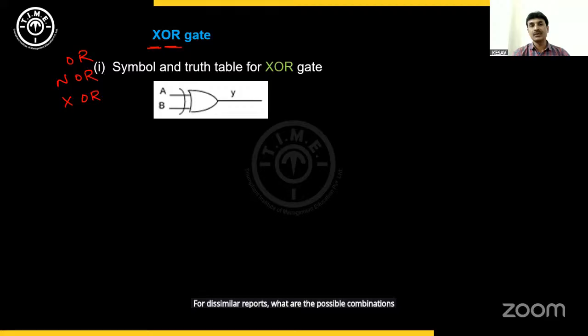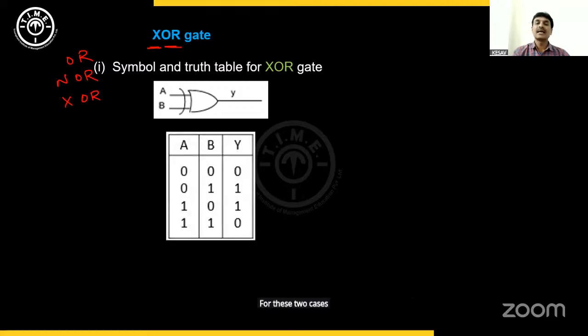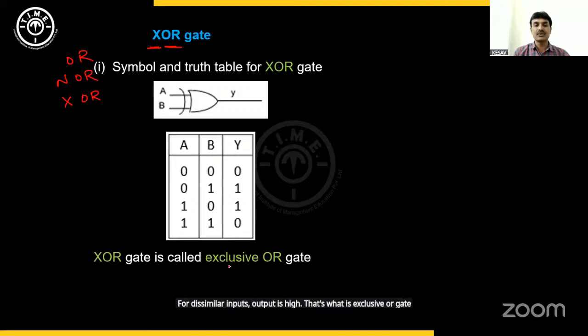0, 1 and 1, 0: for these two cases, the output is high. See, for similar inputs, 0, 0, the output is 0. Again, for similar inputs, 1 and 1, even then the output is low, 0. When inputs are dissimilar, one input is low and the other input is high, then you will get a high output. One input is high, another input is low, then the output is high. For dissimilar inputs, the output is high. That's what the exclusive OR gate is. XOR gate is also known as exclusive OR gate.